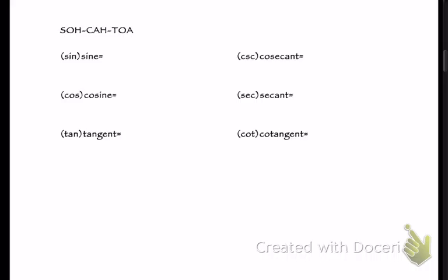So let's review this thing called SOH CAH TOA, right? It's probably one of the most famous acronyms that you have to remember. So SOH CAH TOA, what does it mean? It's a mnemonic device, how do you remember it? So S-O-H stands for sine is opposite over hypotenuse. The C-A-H, cosine, is adjacent over hypotenuse. And obviously the tangent is opposite over adjacent.